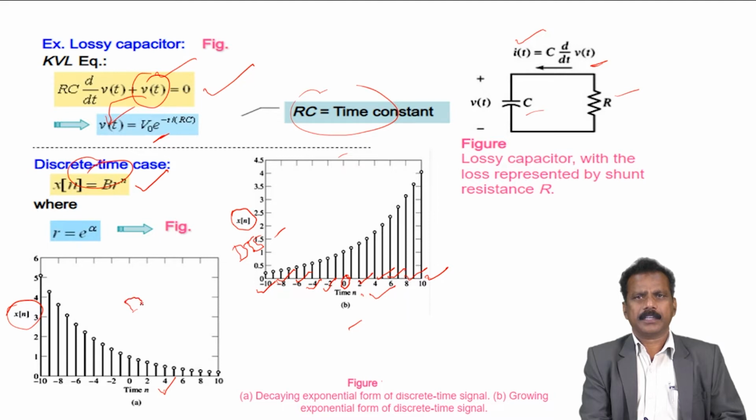Decaying exponential form of DTS, discrete time signals. Coming to this case, the exponential form of discrete time, it is growing from here to here, growing exponentially, that growing exponential form of a discrete time signal.